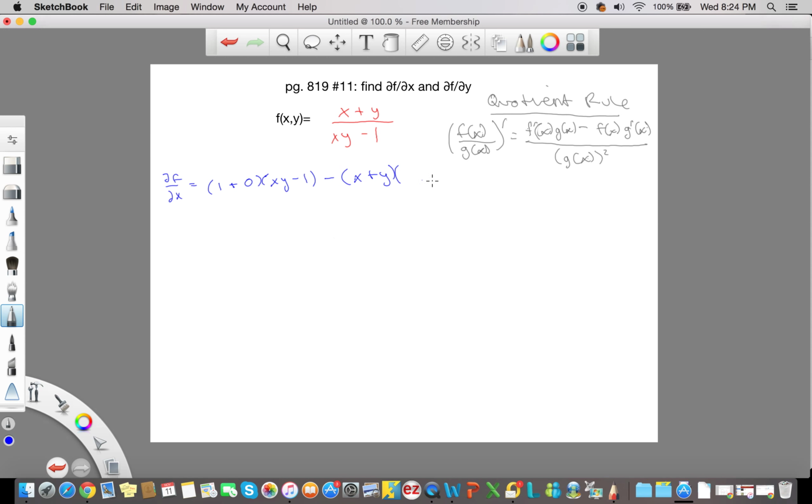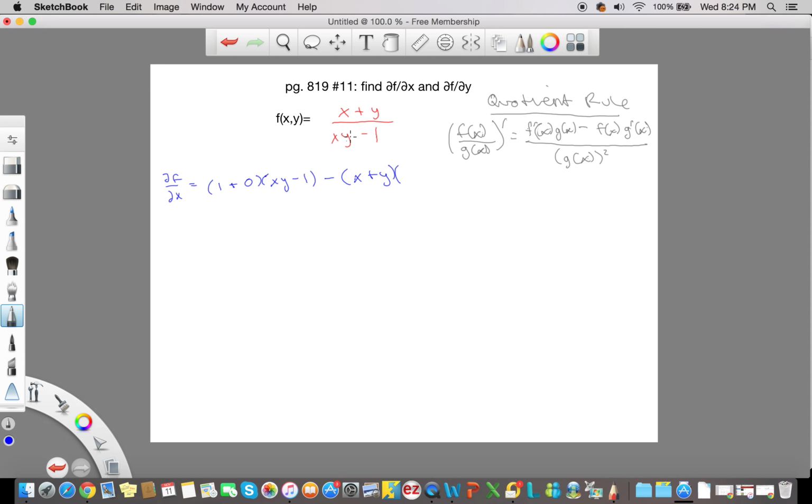Okay, so now minus the first, which is going to be x plus y. And now we want to do the derivative of the second. So remember, it's with respect to x. So in this first term, we have an x and a y. Now, we're considering y as a constant. So it's just as if you were taking the derivative of, let's say, 2x. If you were to take the derivative of 2x with respect to x, it's just 2.